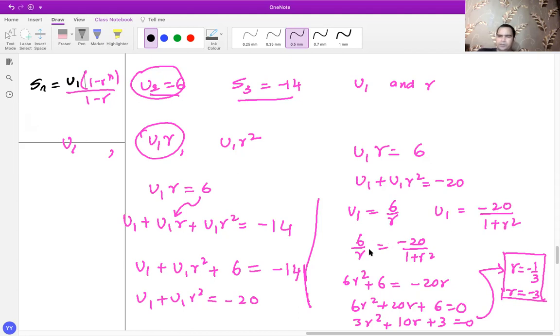So if you equate both of them, you get a quadratic. You solve that quadratic, you get two values of r. Once you get the values of r, you plug those r values here to get the value of u1. You can do it in either equation, like either in this equation or in this equation. That should be all right. So that's how you do this particular question on the series of the geometric sequence.